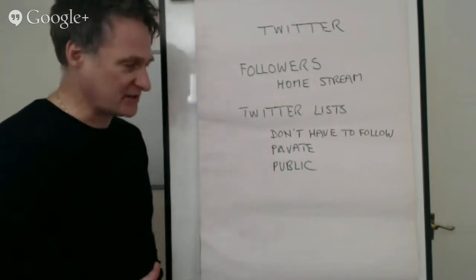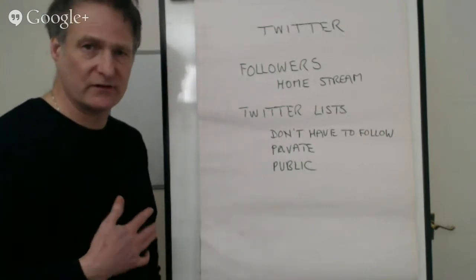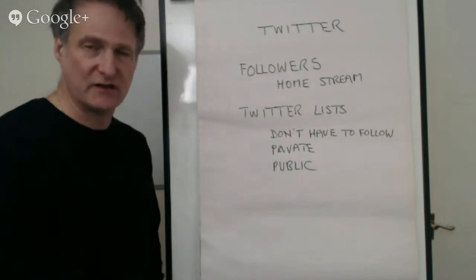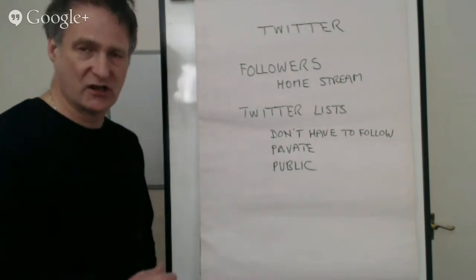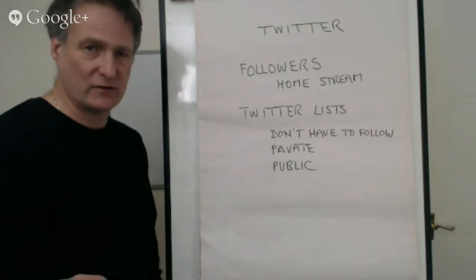Lists have two types. There's a private list, which is a list that you alone can see, and there are public lists, which enable other people to search for and follow your lists. They become subscribers to your list.